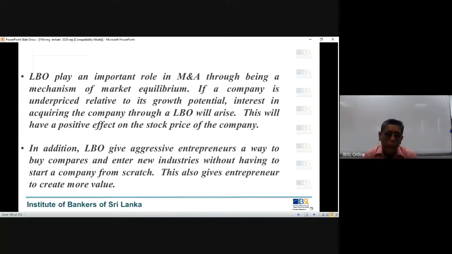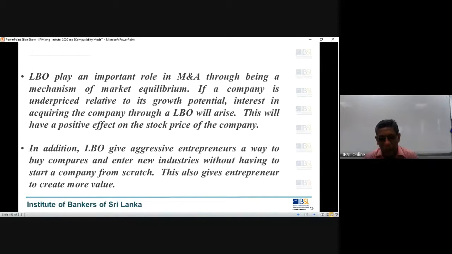Now, before that, there is a small thing. Please write this down. In your questions, you can ask what is the difference between leverage buyout and management buyout. We will do that at the question and answer session, where I will explain the difference between leverage buyout and management buyout.